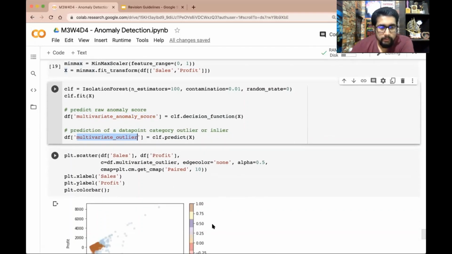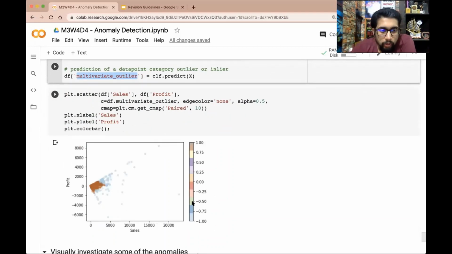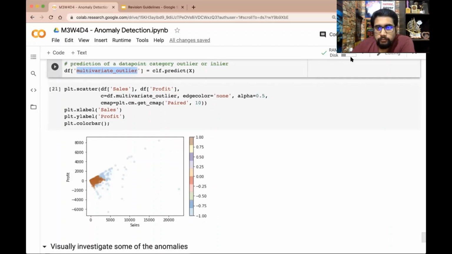And if I want to visualize how my classifications look, here I am plotting the anomalous and the normal ones with a different color. Sales and profit, right? So this is the plot that I'm making. And you can see this chunk of brown values are the normal values, and these values which are tagged as blue are the outliers.